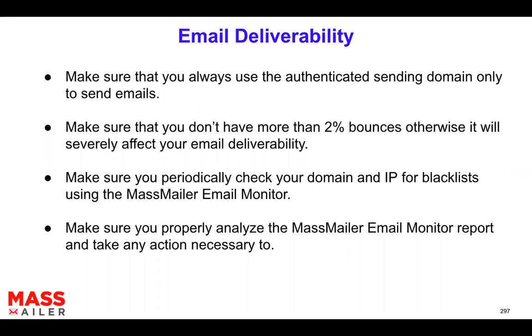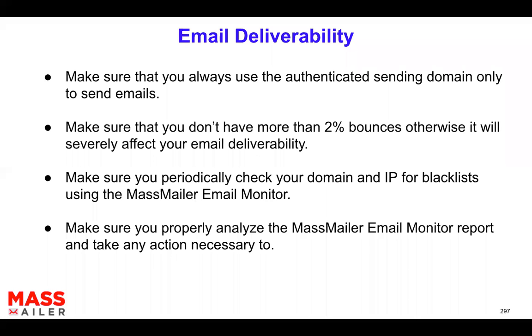Deliverability. Whenever you're sending an email, your company may have multiple domains. It's very important to make sure that the domains you're using to send out emails are authenticated. When you're sending out an email, MassMailer does not go and check whether it is an authenticated domain or not; it safely assumes that you're going to use the authenticated domain. So if you have multiple domains, make sure you authenticate all the domains that you want to use to send out emails.